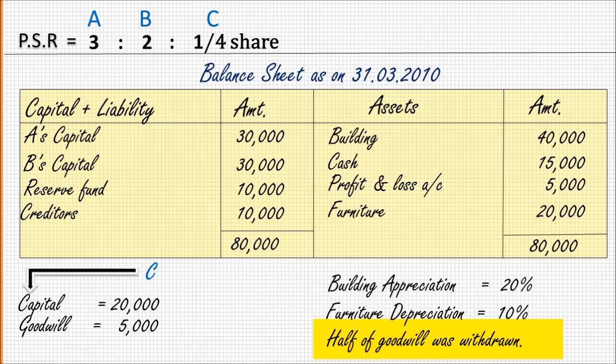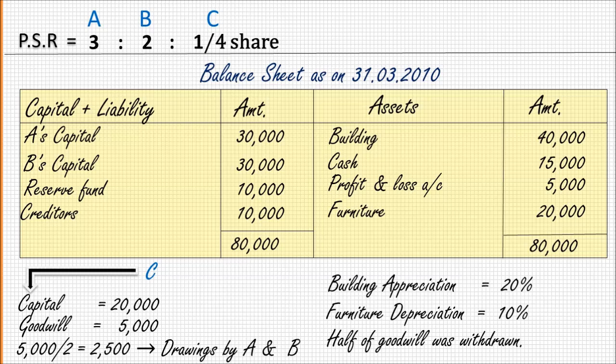And the additional thing in this question is that half of the goodwill was withdrawn. What does it mean? The goodwill money brought by C was rupees 5,000 and half of the goodwill money was withdrawn, which means 2,500 was taken by A and B. This is the drawings by A and B, total rupees 2,500. This is the only additional thing.